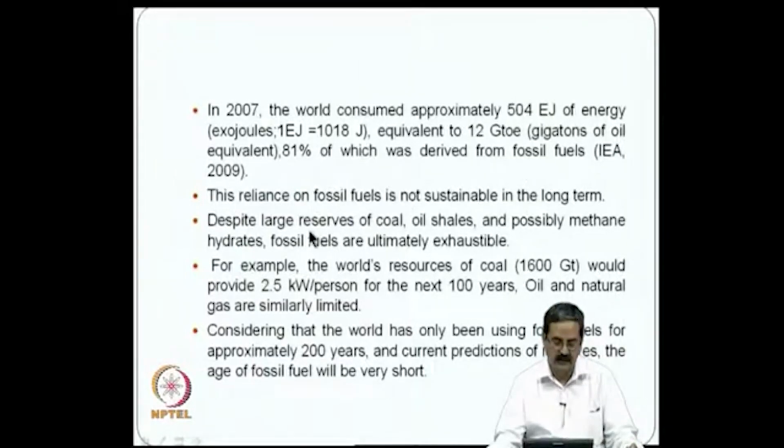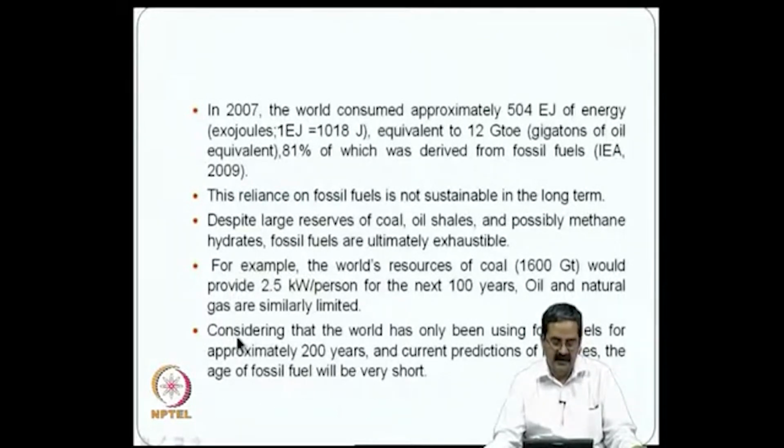This is a very serious issue, and though we may have large reserves of coal, oil, shales and possibly methane hydrates, fossil fuels are ultimately exhaustible. Everything is finite, and the possibility is that you are going to exhaust them sooner or later. For example, the world's resource of coal, about 1600 gigatons, would provide 2.5 kilowatt per person for the next 100 years, and of course, what happens after 100 years is something you need to understand. Similarly, oil and natural gas are limited. So, we need to understand that if we are trying to use or work on fossil fuels as a source of our quality of life, definitely they lead to a lot of issues.